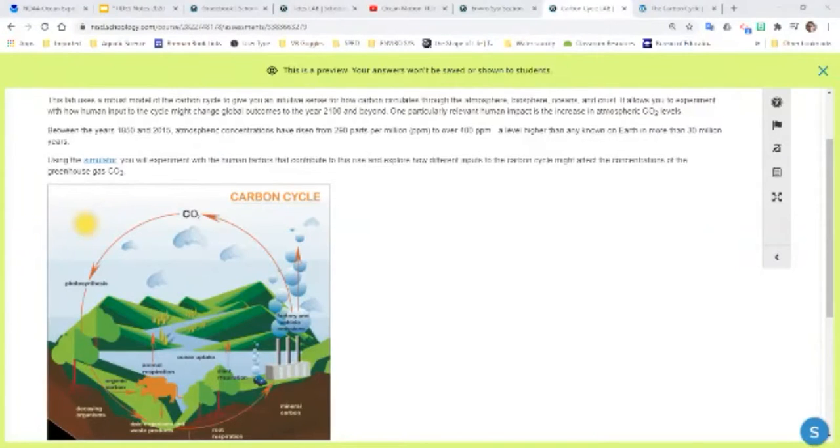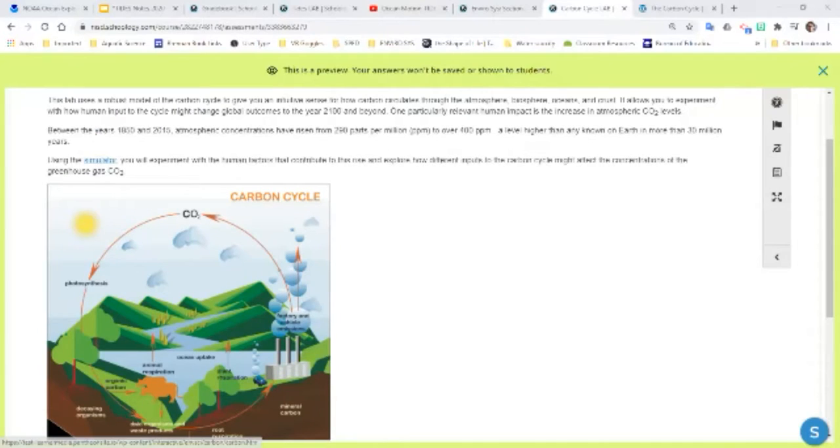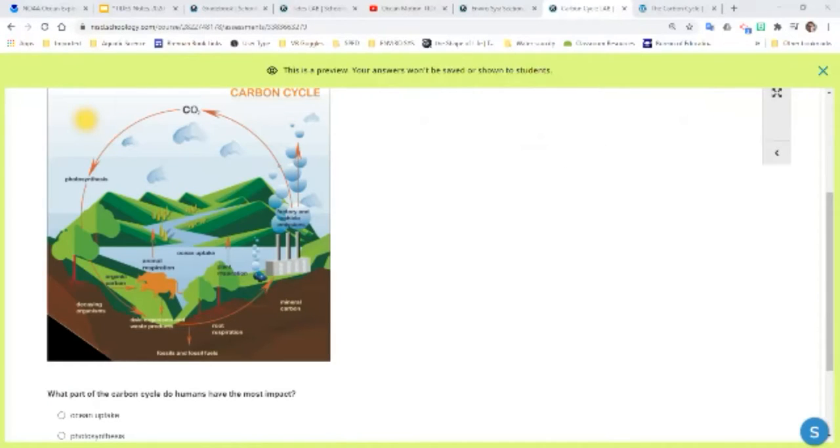We're going to look at the carbon cycle. We saw this a little bit before, but we're going to do a simulator that experiments with the human factors. If we're looking at the carbon cycle, we've got photosynthesis, decaying organisms, organic carbon, animal respiration. These are things that we've been talking about.